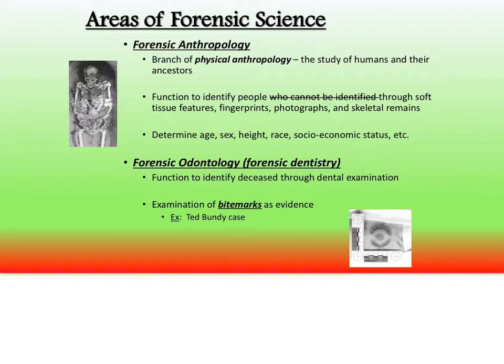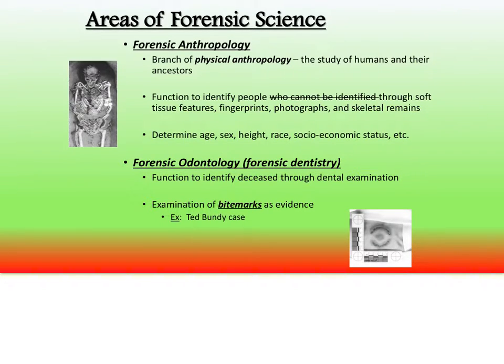Third thing here is forensic anthropology. This is a branch of anthropology, which is the study of humans and their ancestors. And I realized here in your notes, I don't think I changed it yet either, that this was worded poorly because it said function is to identify people who cannot be identified. Well, then why are we trying, right? So their function is to identify people of unknown identity, right?